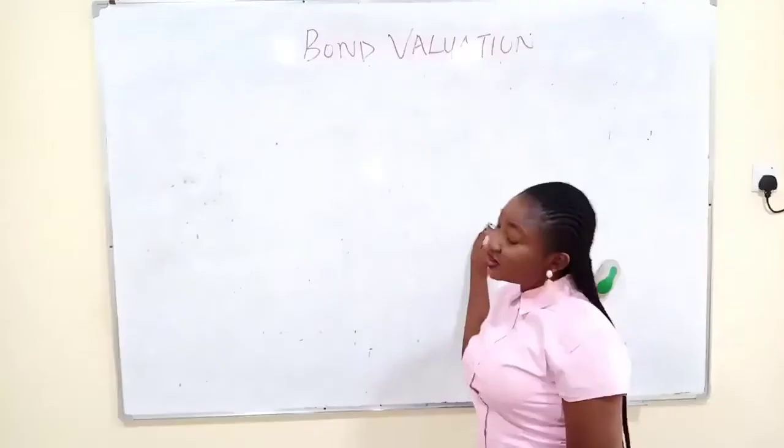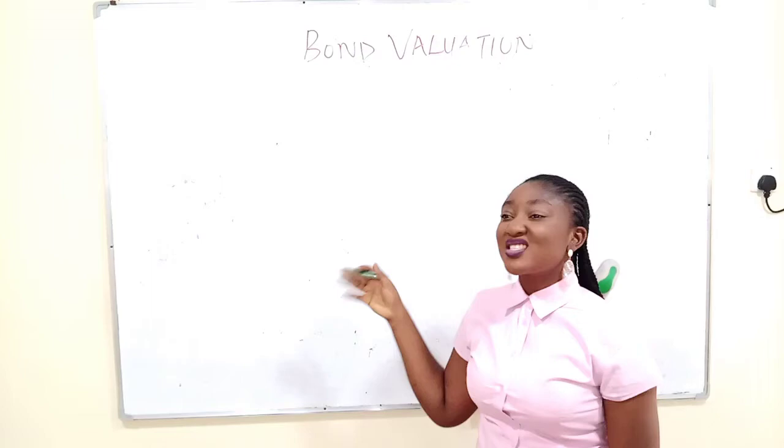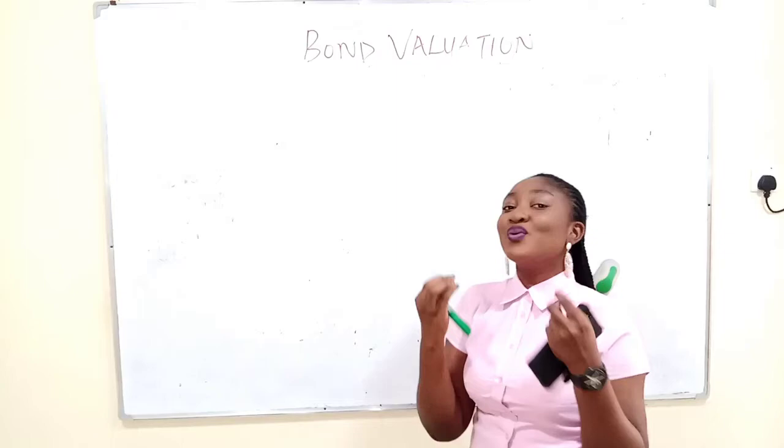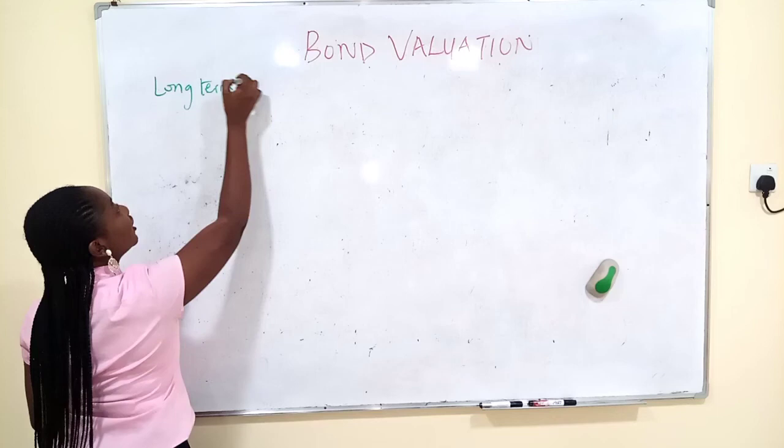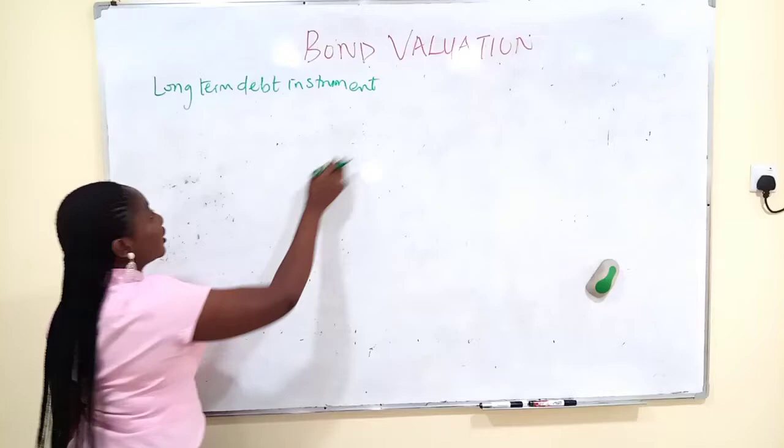So this new topic, bond valuation, is a very simple, interesting topic. Every topic in STEM is actually simple. I'm here to let you see the simplicity through explanations. So what is a bond? A bond is a long-term debt instrument. Debenture, no more definition. So a bond means debt.